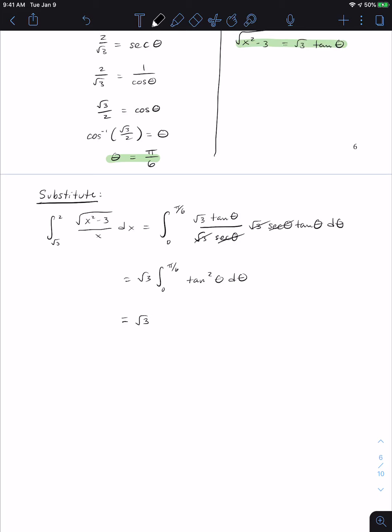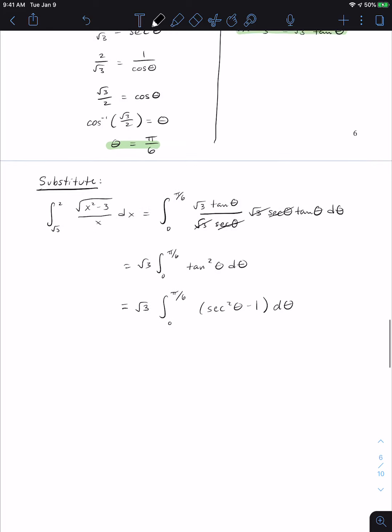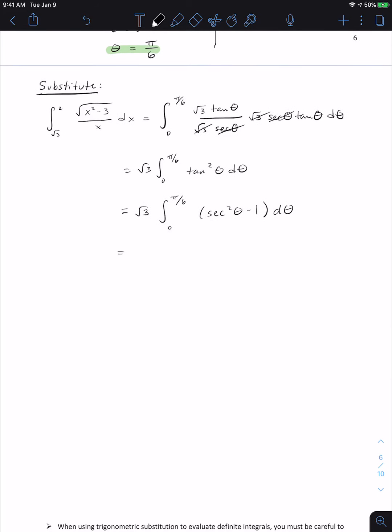Here, if I have tangent squared, I don't know how to take that integral. But I do know that I can replace that with secant squared theta minus 1, which is convenient because now I know how to take the antiderivative of secant squared, right? What function has secant squared as its derivative? Tangent, right? So that's one we know how to do. So now I get radical 3 times the antiderivative of secant squared, which is tangent theta, and then minus the antiderivative of 1, which is theta.